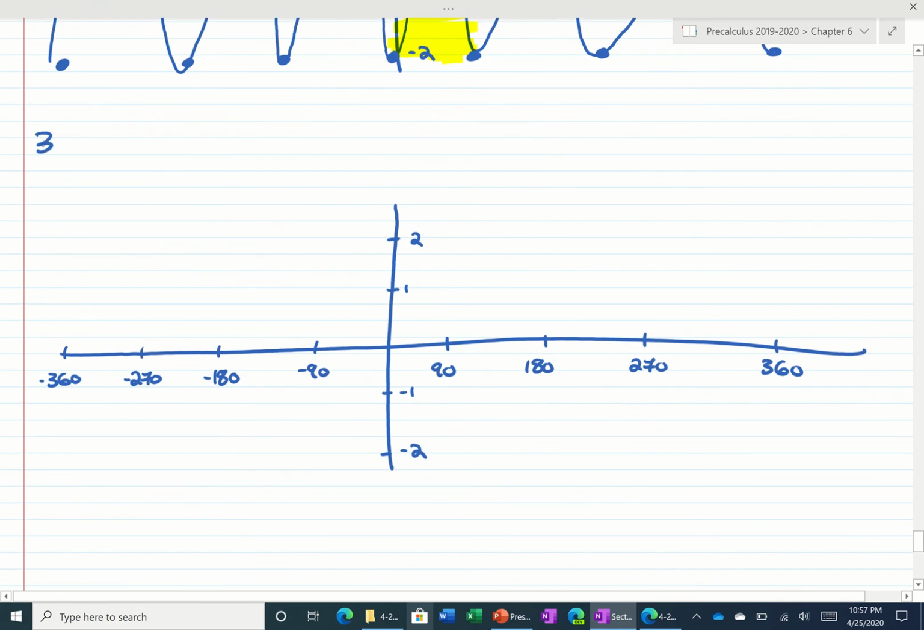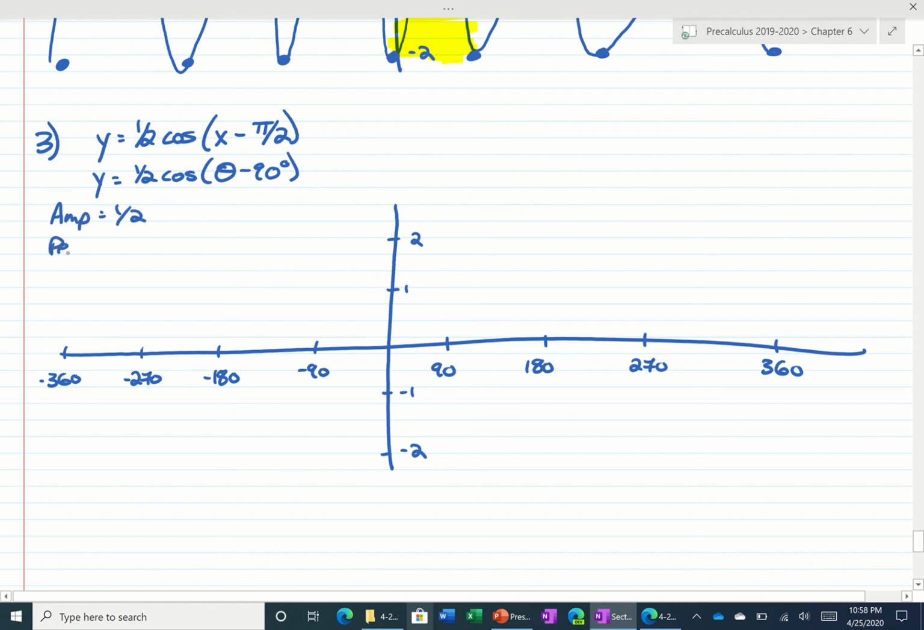For number 3, it says y is equal to 1/2 cosine of x minus pi over 2. Really, in degrees, I told you could do this in degrees: 1/2 cosine of theta minus 90 degrees. So this one's a little bit more straightforward. Amplitude's 1/2. Period is 360 divided by 1. And the phase shift is going to be 90 degrees to the right.